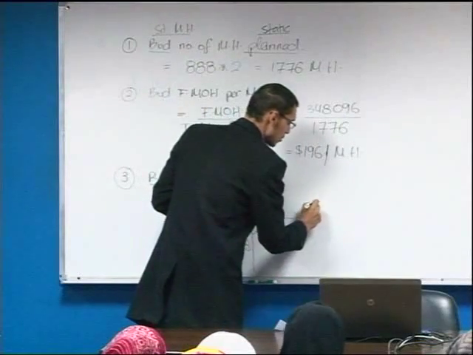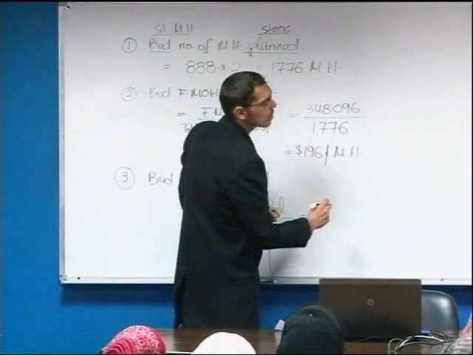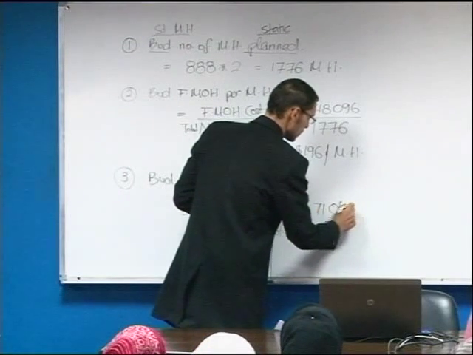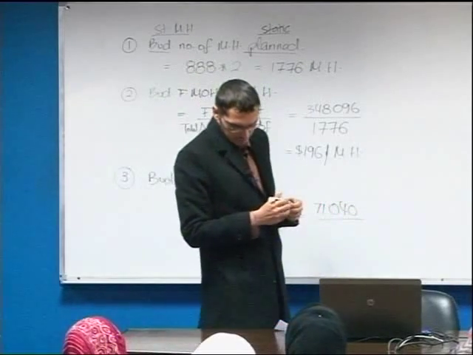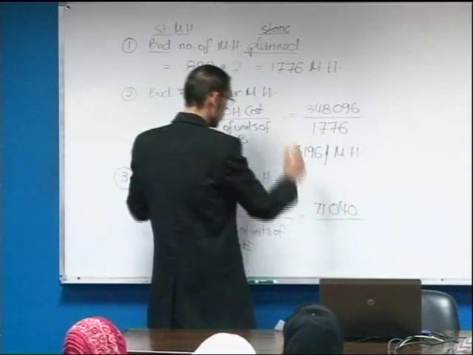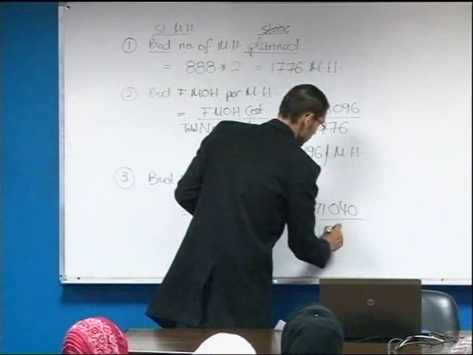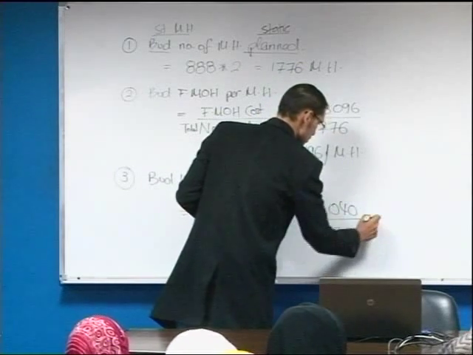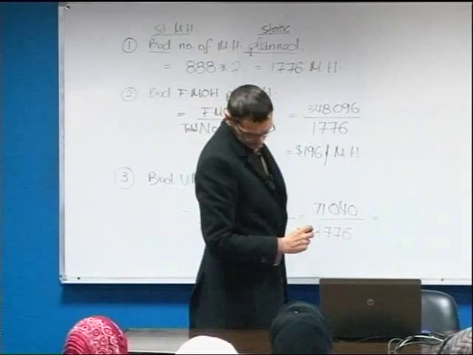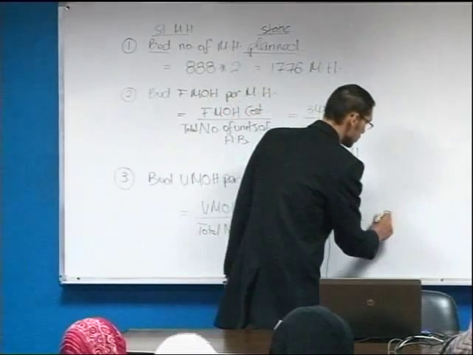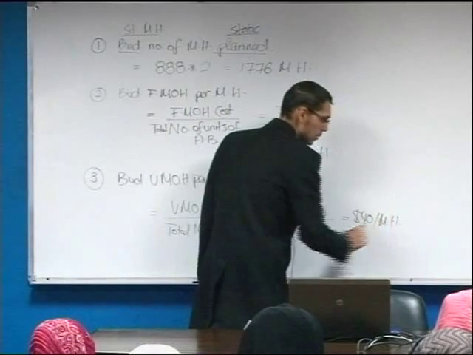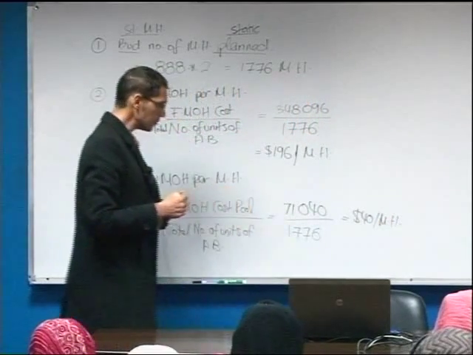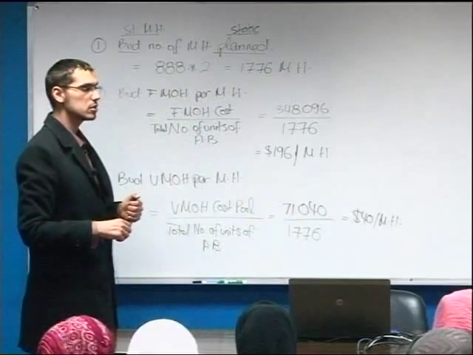Therefore, 71,040 divided by, of course, the total number of units of the allocation base, which is 1,776, will equal $40 per machine hour. Any questions?